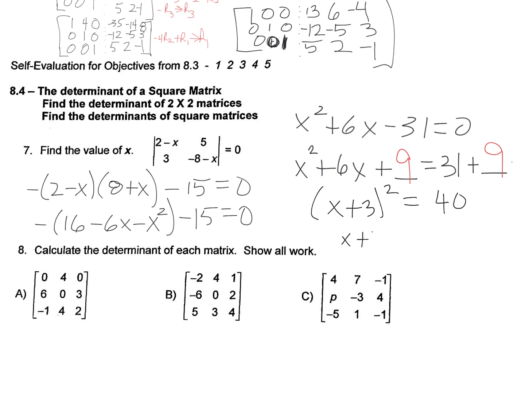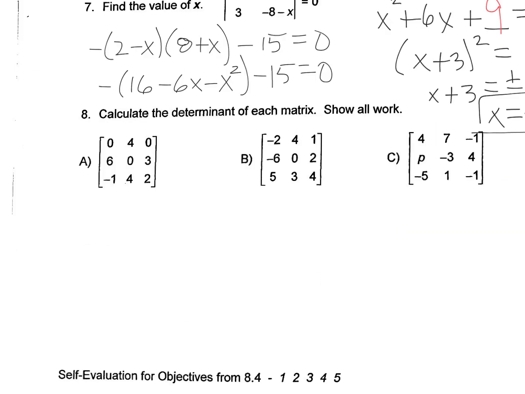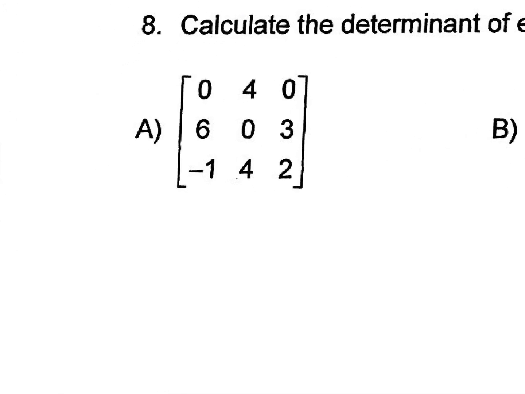Square root both sides, so I have x plus 3 equals plus or minus root 40. Root 40 breaks down into 4 and 10. Square root of 4 is 2, so I have a 2 root 10. And then I subtract over the 3, so I have negative 3 plus or minus 2 root 10. There is your solution. For the next part, we're calculating the determinant.